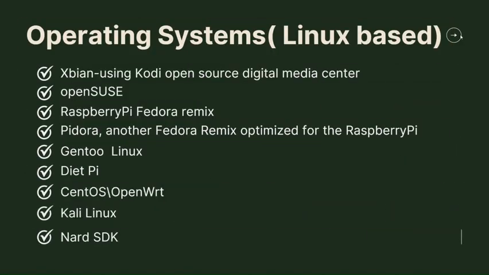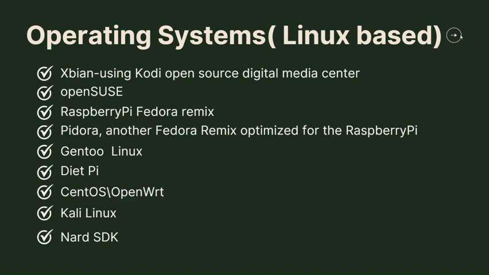The next is Linux-based operating systems. The first is XBMC. It is a small, fast, and lightweight media center distribution for the Raspberry Pi. Next, openSUSE. It is an open source community project with a Linux-based distribution. Next, Raspberry Pi Fedora Remix. It is a software distribution based upon the Fedora ARM secondary architecture project. Next, Fedora. It is a Linux software distribution for the Raspberry Pi computer.